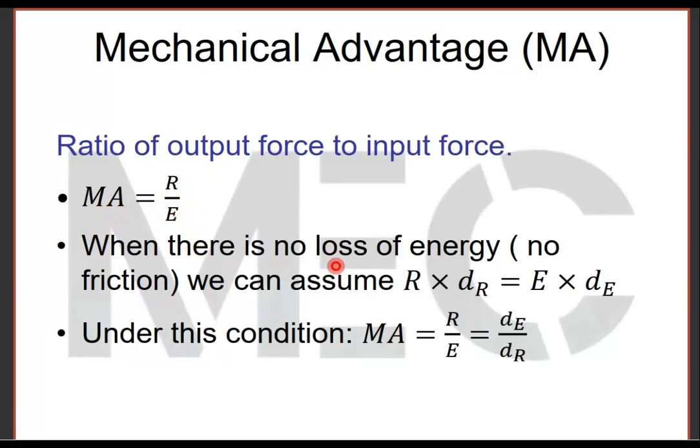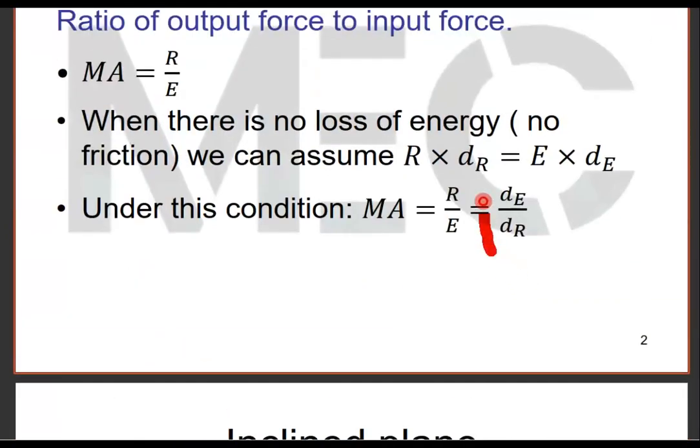When there is no loss of energy or there is no friction, we can assume that R times dr is equal to E times dE, which is the input work is equal to the output work, or the work done by ourselves is the net work done on the system. Because there is no loss of energy, we can assume this. And therefore, mechanical advantage can be written as R over E is equal to dE over dr. This formula helps us in many cases to calculate the mechanical advantage of simple machines.